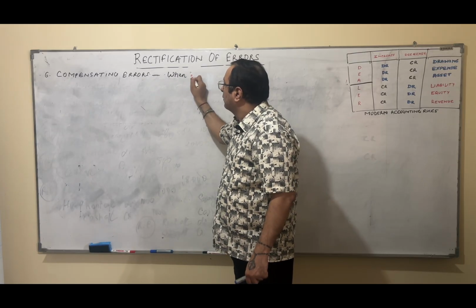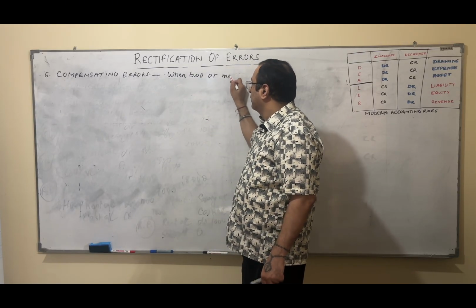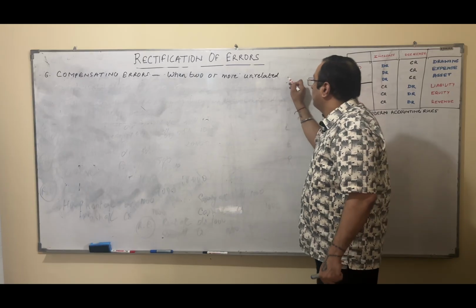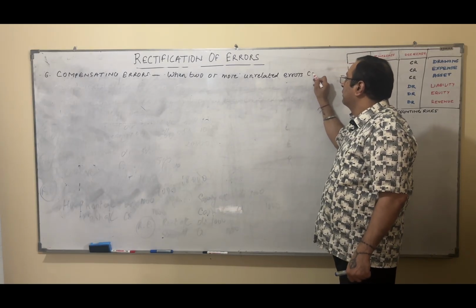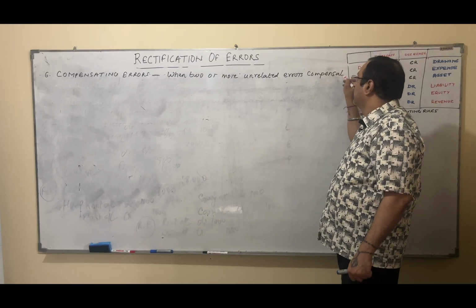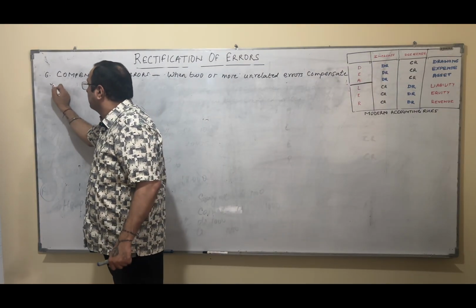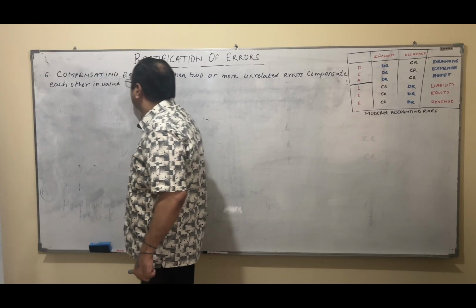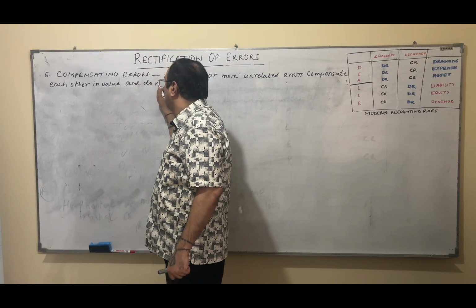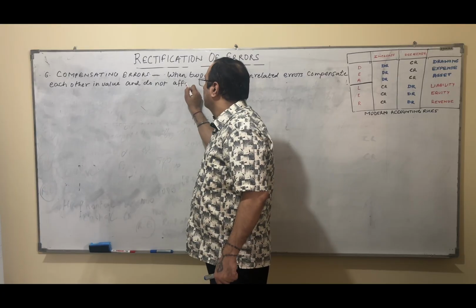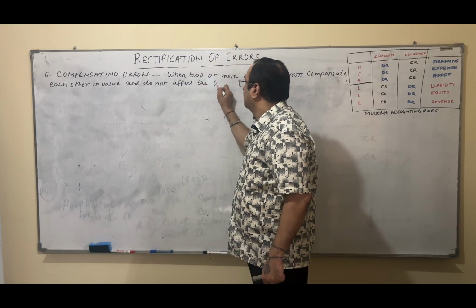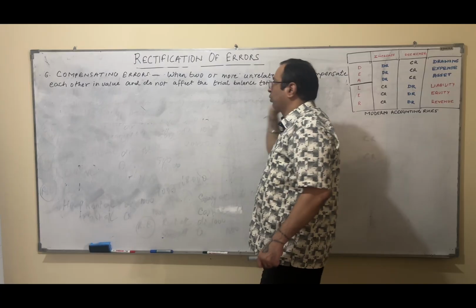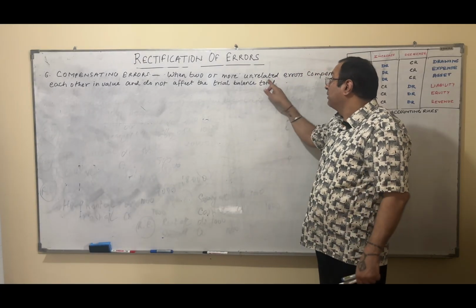When two or more unrelated errors compensate each other in value and do not affect the trial balance total. As you can see, I've written unrelated errors.